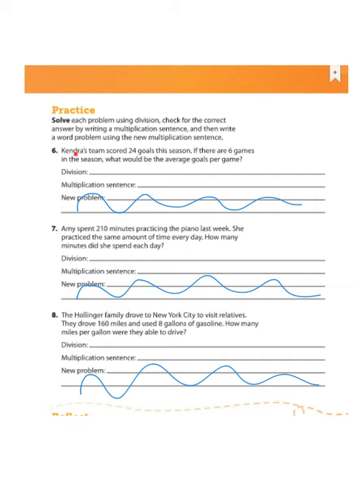So number 6 reads, Kendra's team scored 24 goals this season. If there are 6 games in the season, what would the average goals per game be? So I will start you off here. Your division problem here, you're going to have to solve that first. So your division problem here would be 24 divided by 6. So you're going to solve that problem, so you're going to have an answer here, and then turn it into a multiplication sentence. You're just going to take your division problem and rewrite it as a multiplication problem.